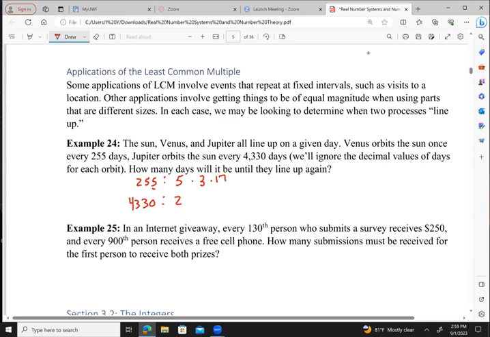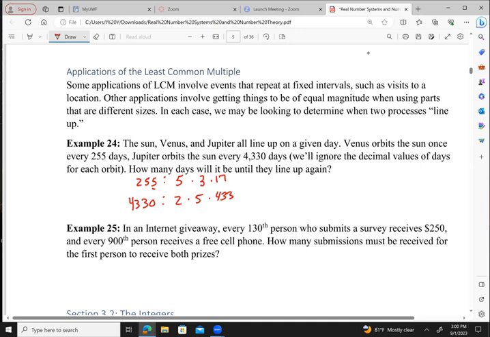Okay, 3 does not go into that. 4 does not, but 5 does. Leaving me 433. And I don't think anything else goes into that. Oh, 433. Not 3, not 2, not 5, not 10. Let's try some of the odd numbers in there and see. 433 divided by 7, nope. 433 divided by 11, nope. 433 divided by 13, nope.